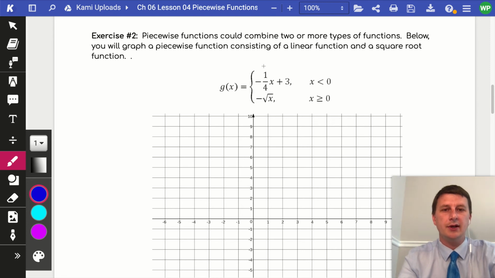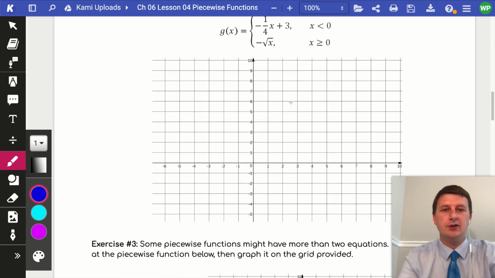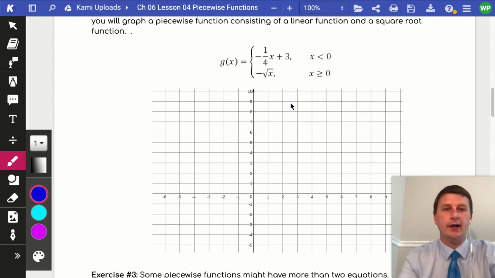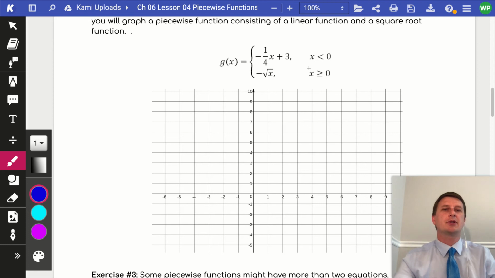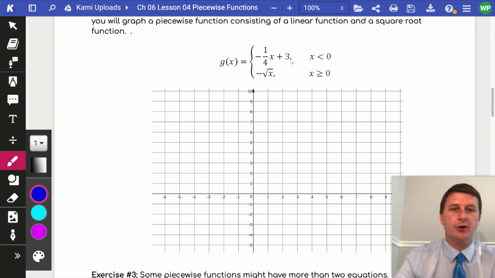Okay, so here's our linear function, and here's our square root function. Two functions that we have worked with already. And in addition to those functions, we have an interval over which we're going to graph them. We're going to graph the linear function only where x is less than 0. So let's start with that.